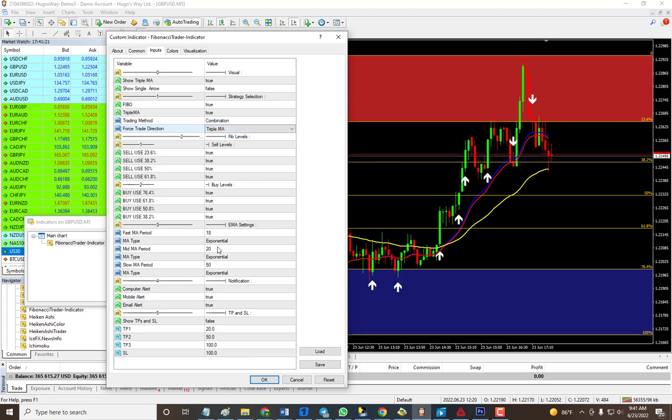And here are the triple MA settings, and then you also have your alerts. If you want to generate the suggested TP and SL, you can set it to true, and you can change them as you see fit based on your trading. And again, these are the levels for buy and sell, as you can see from these lines here. So the idea behind it is very simple.